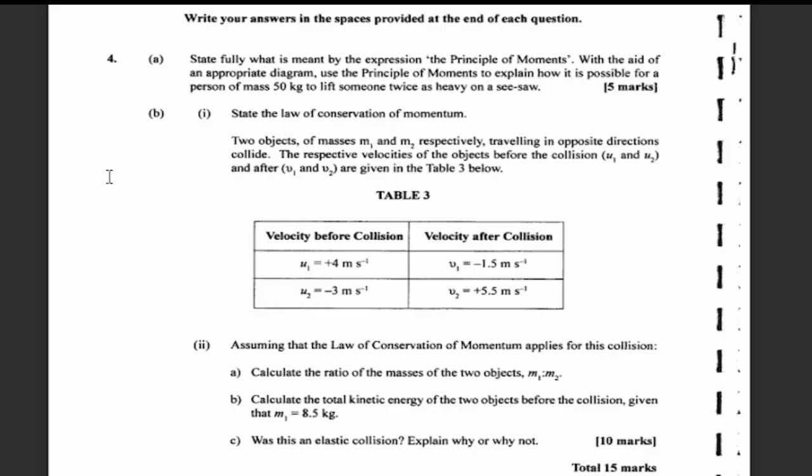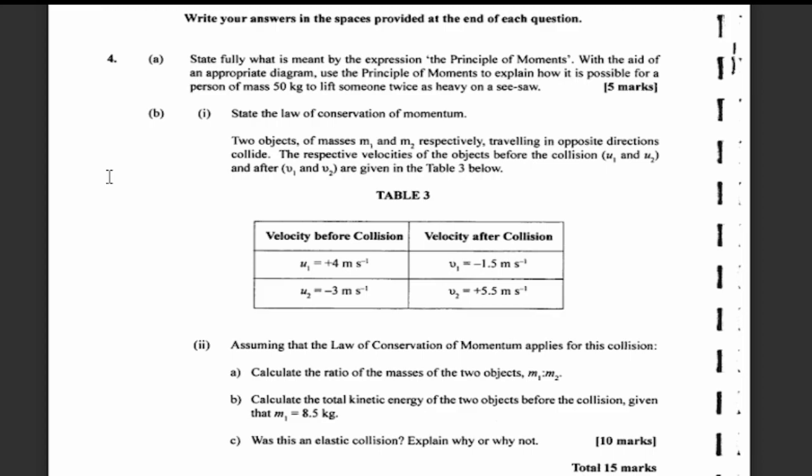Part B, state the law of conservation of momentum. 2 objects of masses m1 and m2 respectively traveling in opposite directions collide. The respective velocities of the objects before the collision, u1 and u2, and after, v1 and v2, are given in table 3 below. This is the table here. Assuming that the law of conservation of momentum applies for this collision, calculate the ratio of the masses of the 2 objects, m1 to m2.